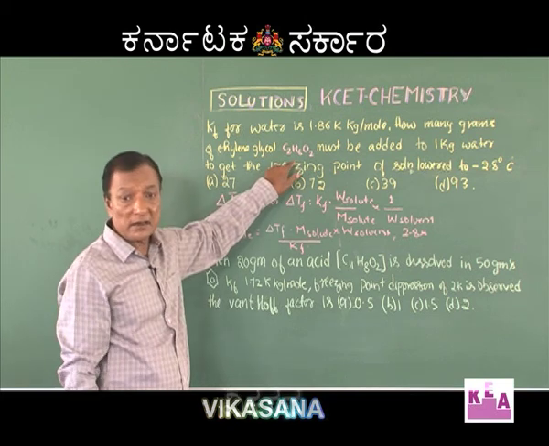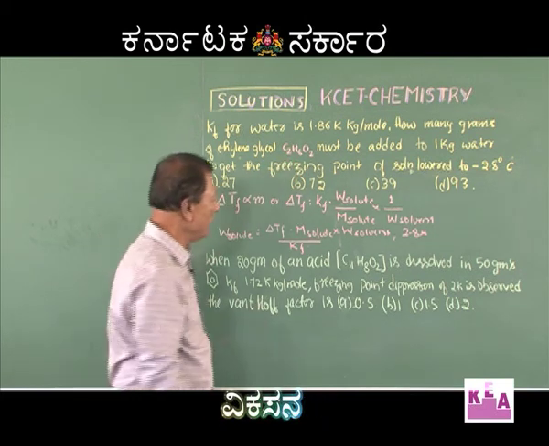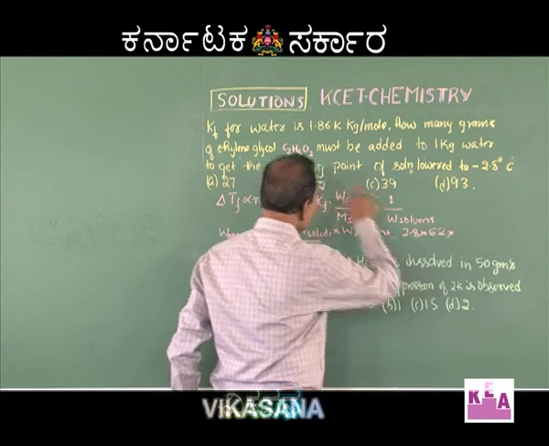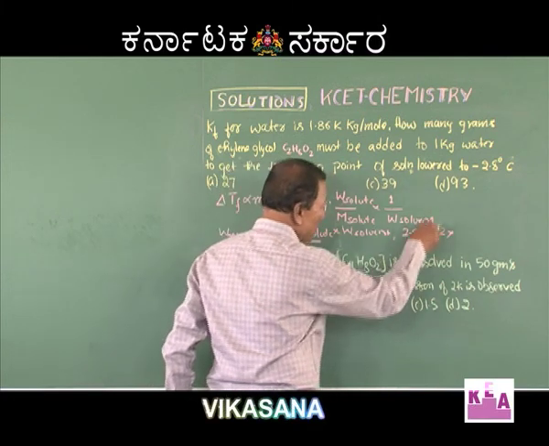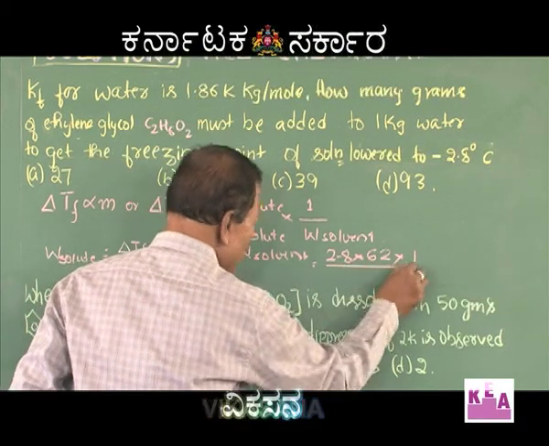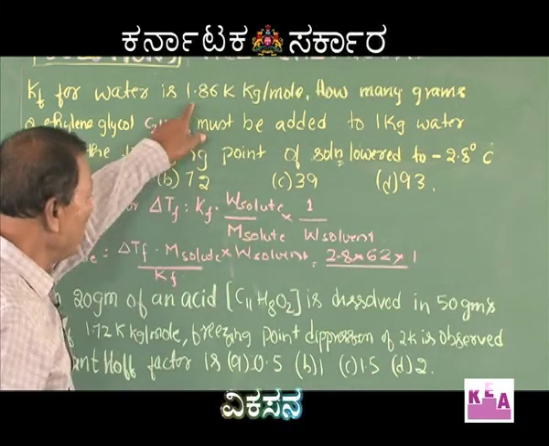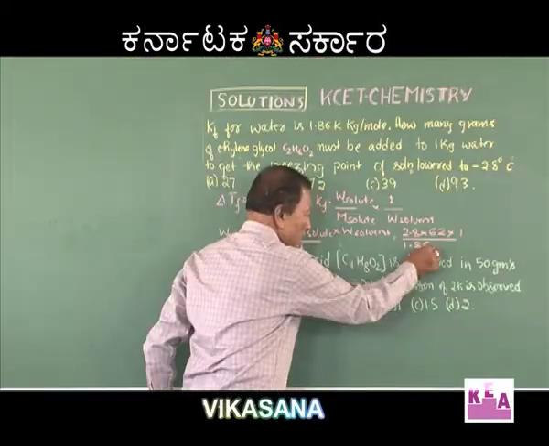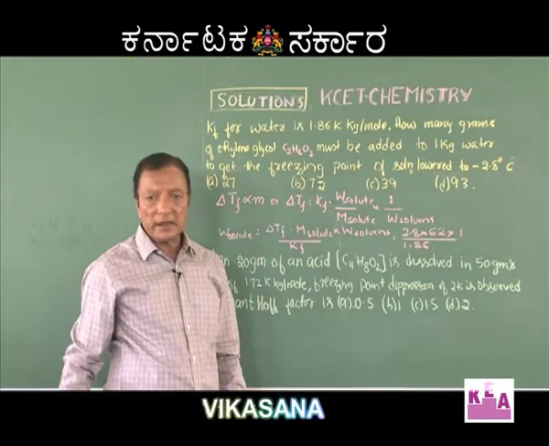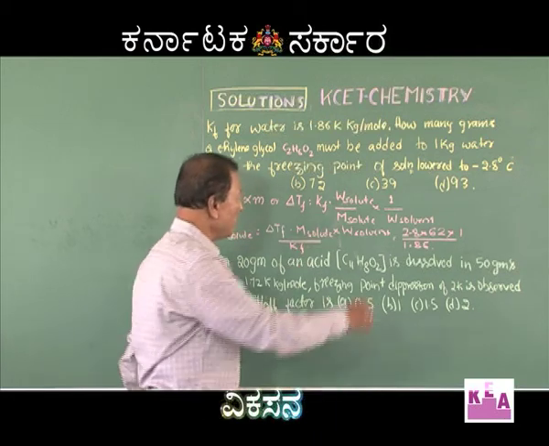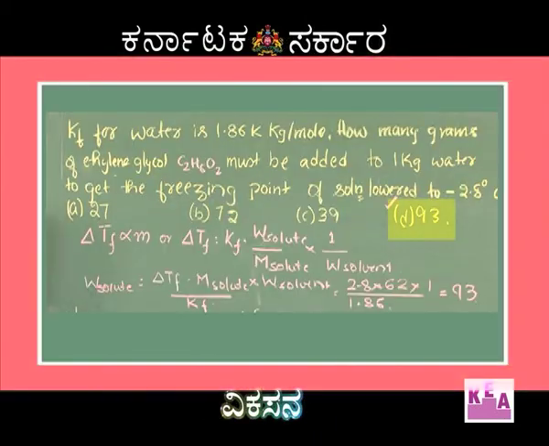For that, we are assisted with the formula. It gives 62 into the weight of the solvent. Weight of the solvent is 1 kg divided by, it is 1.86. You can easily calculate with the calculator, and the answer that we get here is 93.